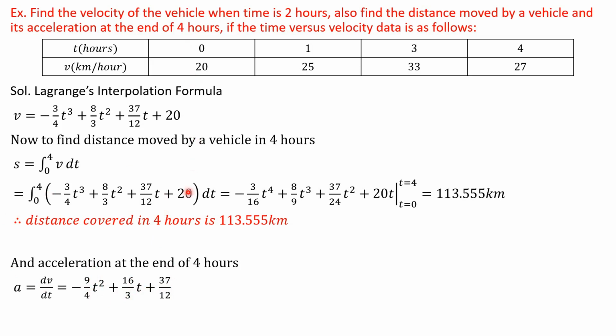At the 4 hours we have to find acceleration, so simply put t is equal to 4 and we get answer as minus 11.58 kilometers per hour square. So this is what acceleration is at the end of 4 hours, and it is negative because it is a deceleration. Look at the velocities here, velocity is decreasing, right? So that means at the end there is a deceleration. Okay, so it is minus 11.58 kilometers per hour square.